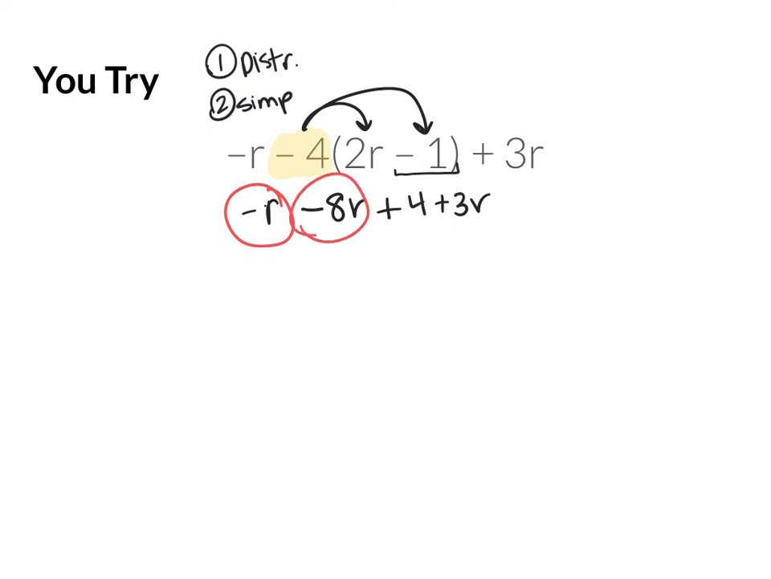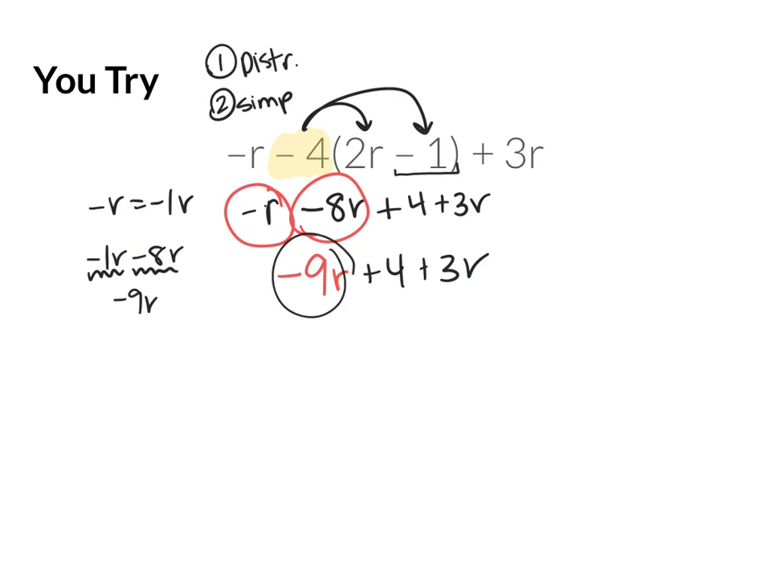Negative r and negative 8r give me negative 9r, because when I don't have a number in front of a variable, it means that there is one of them. So negative r is actually negative 1r. So when I had that negative 1r and negative 8r, I'm taking 1 away and taking 8 away, giving me minus 9r altogether. But then you'll notice we also have a positive 3r that we need to account for. I almost said it was a v because of my handwriting.